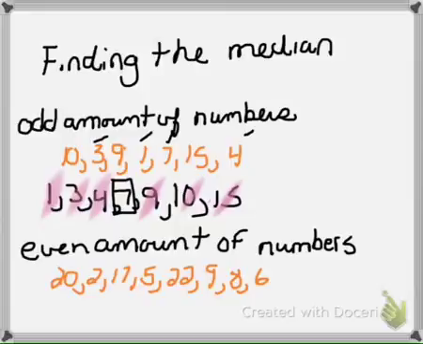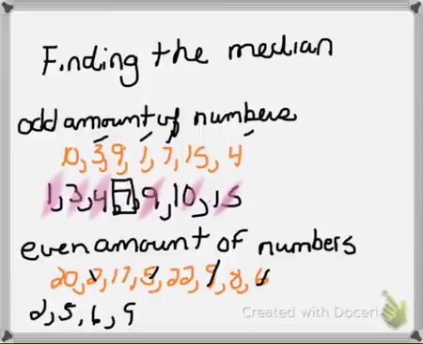Now I start the exact same way when I have an even amount of numbers. I have to put the numbers in order from least to greatest. So my first number will be the 2, and then I'm going to go with the 5, and then the 6, and then that's going to give me 9. Oops, we forgot our 8. That's okay. Let me erase that and go 8, and then 9.